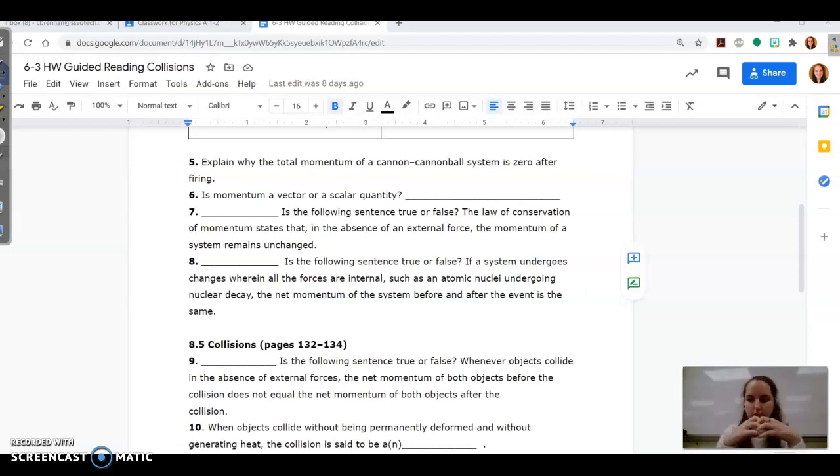Again, the system is undergoing changes where all of the forces are internal to your system. So if they're internal to your system, then there's no external forces, which means that you can apply the conservation of momentum, which says the net momentum before is equal to the net momentum after.